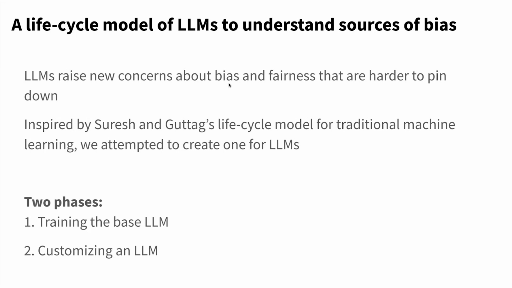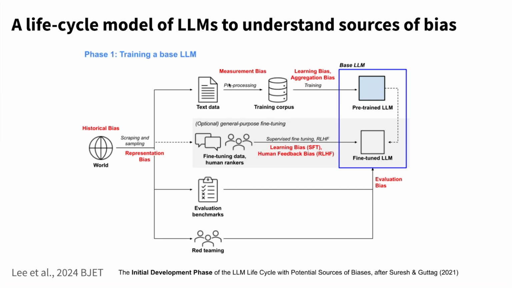As we were doing these studies, we were thinking a lot about the ways that bias and fairness concerns enter into AI models, into LLMs in particular. And it's hard to pin down exactly where biases come in, because there are a lot of different places where it can happen. So we're really inspired by the work of Suresh and Guttag, who developed this really neat life cycle model for more traditional machine learning approaches. And we attempted to do something similar for LLMs. But there we need really two different phases. There's the training of the base LLM, which most people don't have to worry about, right? They take one off the shelf. And then there's the customization of the LLM. But we've still tried to map out both of these phases in this work.